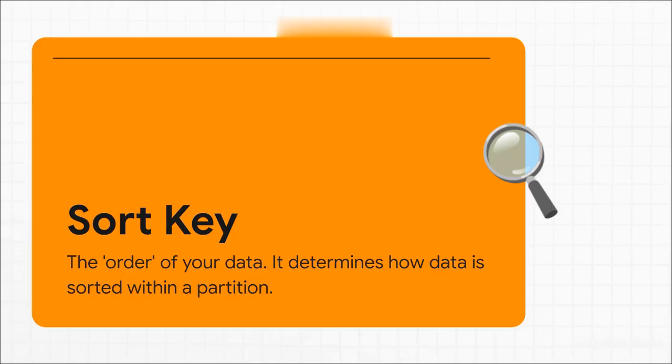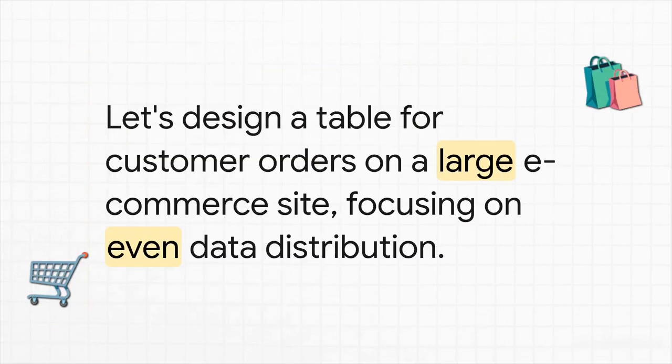They could be sorted by date, by price, by status, whatever you want. This lets you run super efficient queries inside a single partition, like, hey, get me all orders from last month, or find all products that start with the letter A. Okay, enough theory. Let's make this concrete.